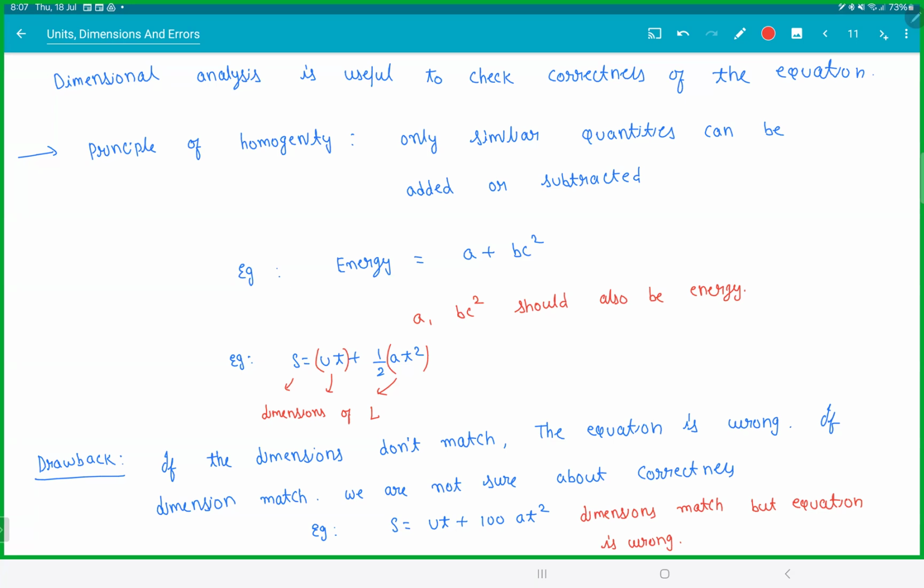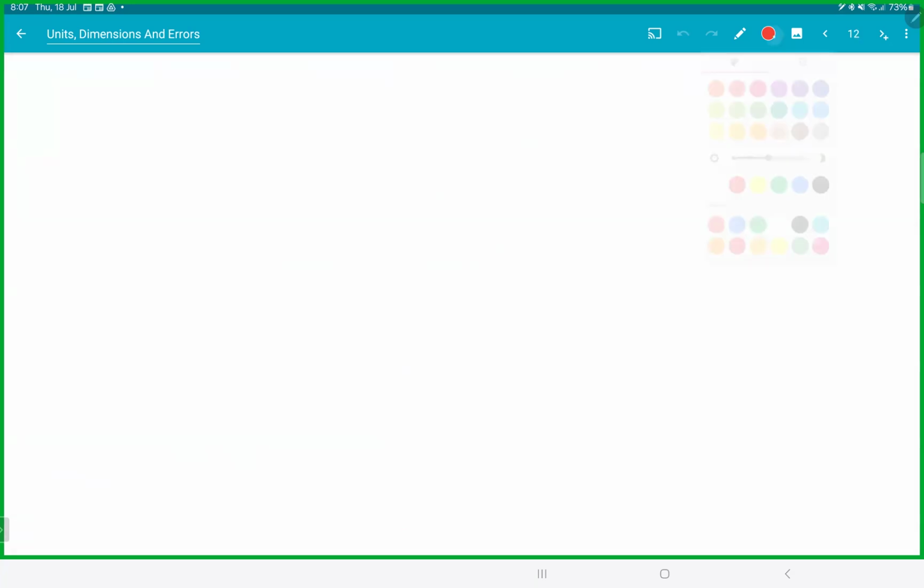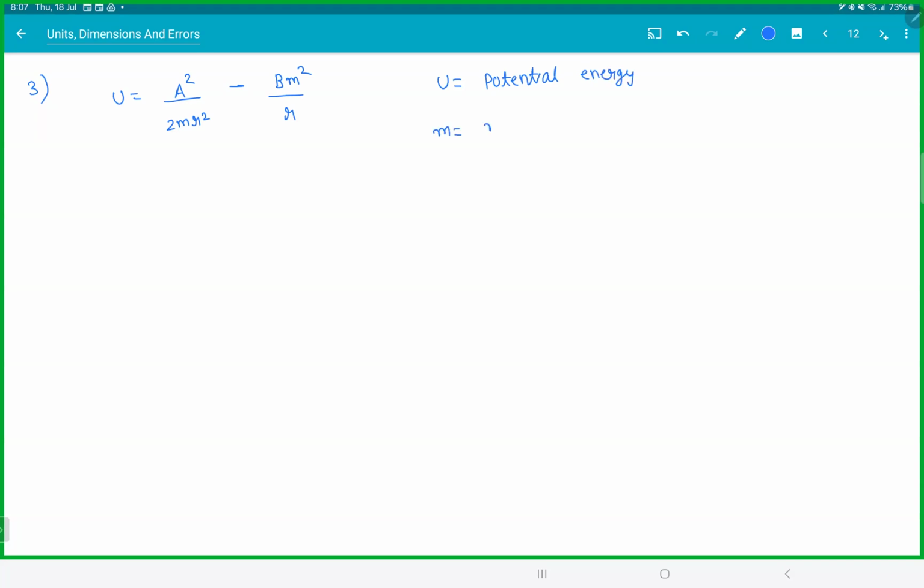Let's see a question. So let's say we have U is equal to A square by 2mr square minus bm square by r. So this quantity U is potential energy, m is mass, r is distance. So find the dimensions of A and B.